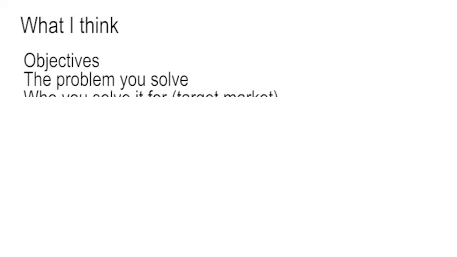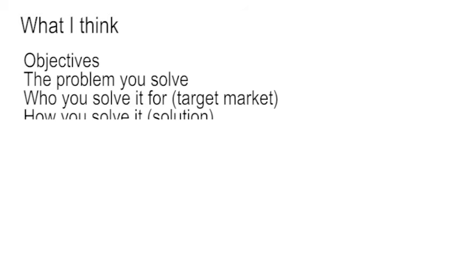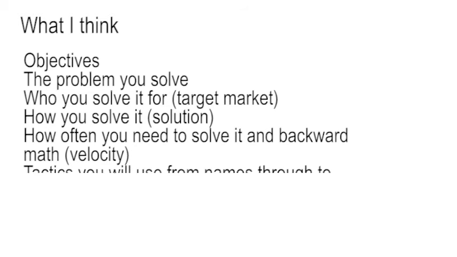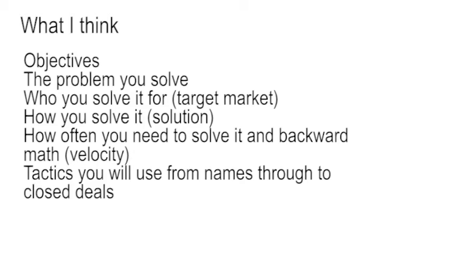Now, as for tweaks, let me show you the more subtle tweaks. In the template itself, we need a few things. We need objectives, the problem you solve, who you solve it for, that's your target market, how you solve it, that's your solution, how often you need to solve it, and the backward math, that's velocity, and the tactics you will use from names through to close deals.